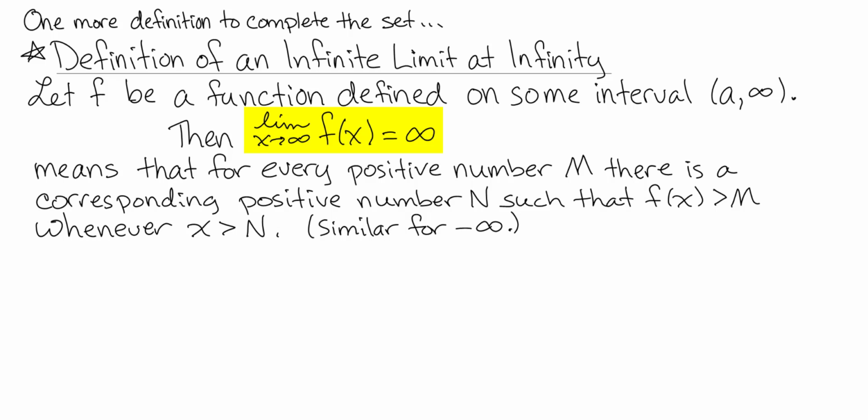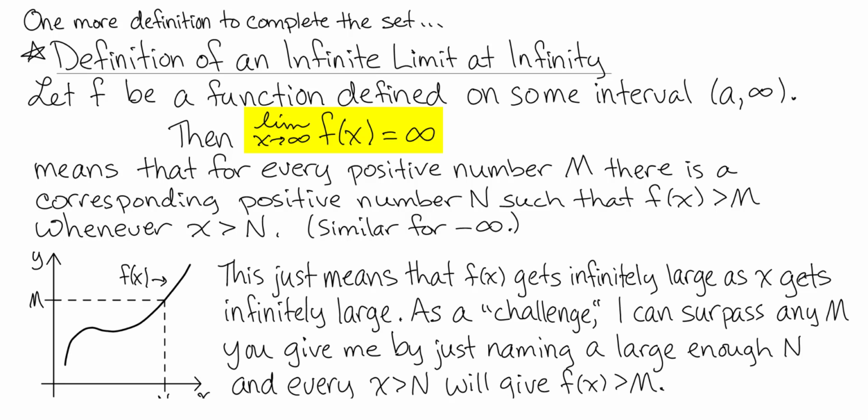Now there's no deltas, there's no epsilons, just a bunch of n's and m's. So take a look at the graph. This just means that f of x gets infinitely large as x gets infinitely large. So as a challenge, if we want to think of it as our game, if I claim that this function goes to infinity, I can surpass any m you give me by just naming a large enough n. And every x greater than n will give an f of x greater than m.